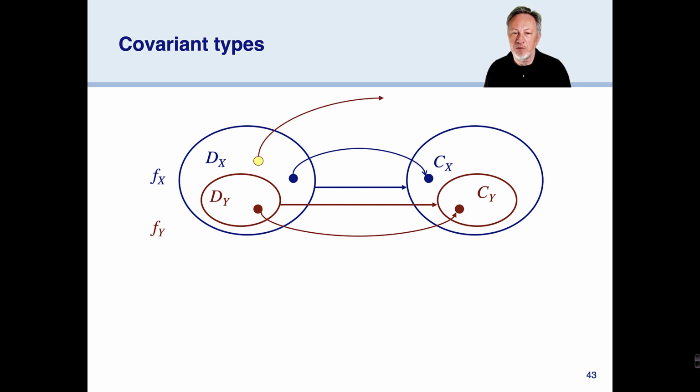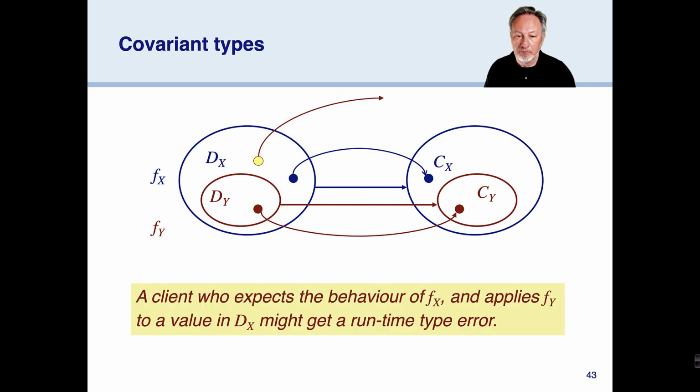Now, here's the question. What happens if we take a value that's in dx that's not in dy? Well, it's completely undefined what fy will do for it. Whereas before we had fx nicely mapping that value to cx, now if we substitute fy for it, it suddenly no longer works for those values. As a consequence, a client who expects the behavior of fx and applies fy to a value in dx that's not in dy is going to get a runtime type error.